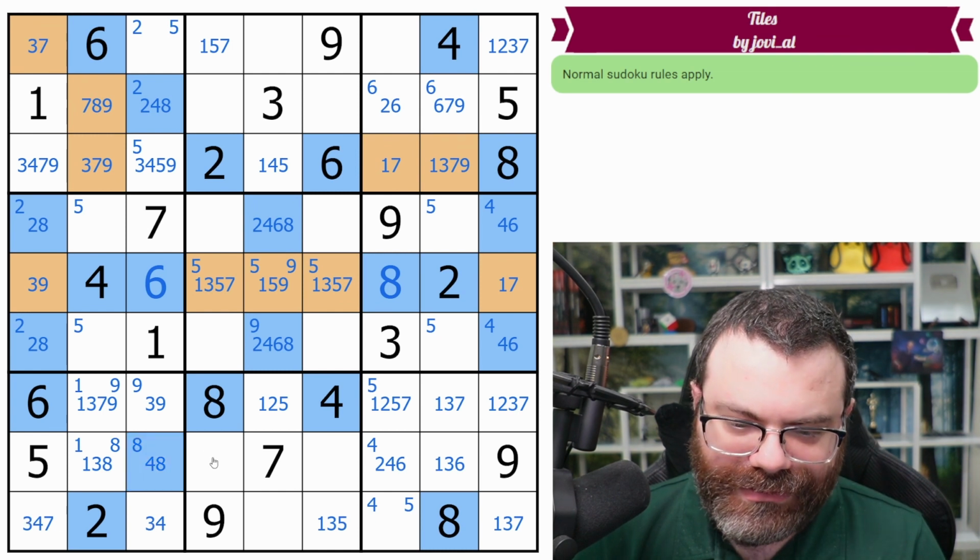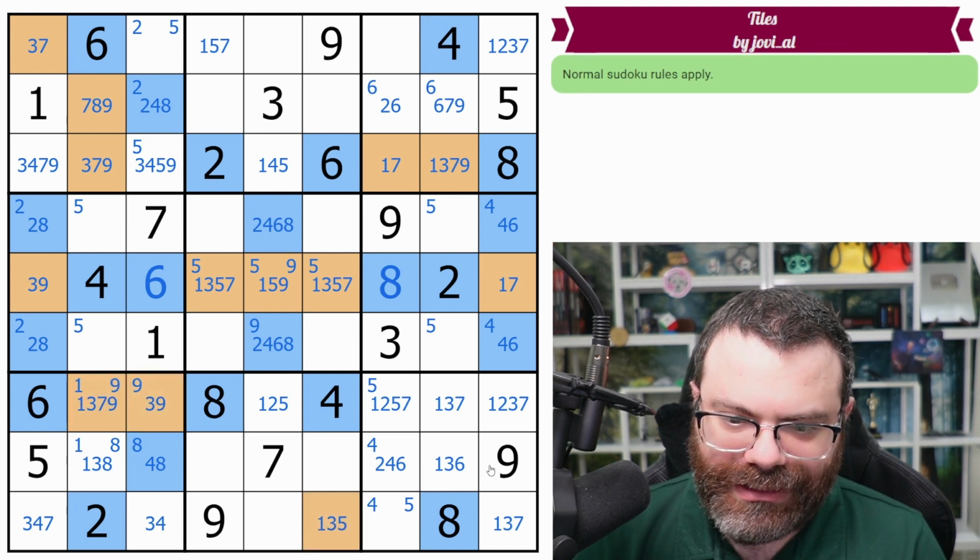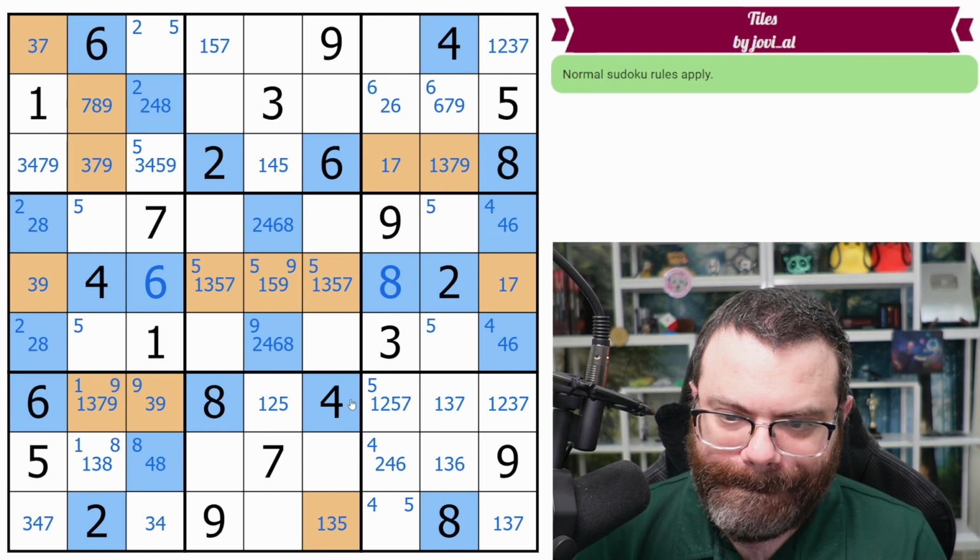4, 8's only even. 3, 9's only odd. 1, 3, 7, 9's only odd. This is only odd. Okay, what have we learned? Anything else? This is odd. This one's odd.